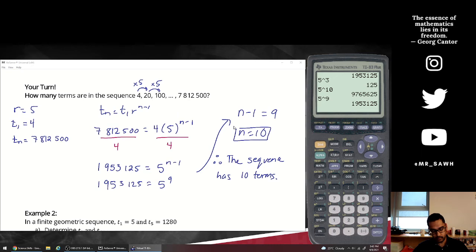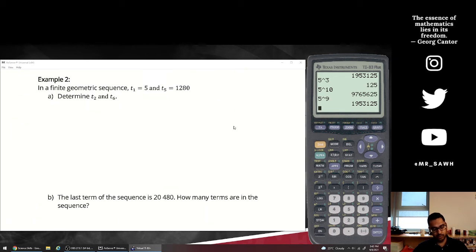Okay? If you look at example 2, in a finite geometric sequence, the first term is 5, the fifth term is 1,280. Determine the second term and the sixth term. The issue here, I don't know what the ratio happens to be, so I'm going to need to find that. So let's think about what our formula allows us to do here first. So Tn is T1 times ratio to the n minus 1.